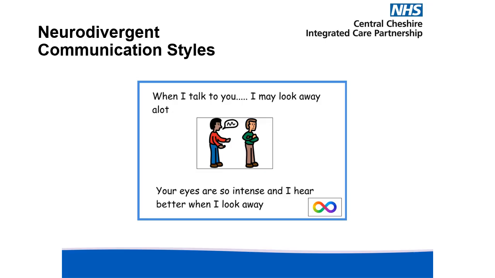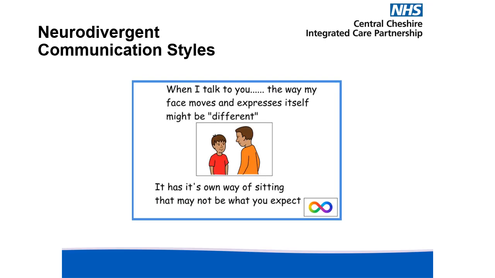When I talk to you, I may look away a lot. This is because your eyes are quite intense and I hear better when I look away. When I talk to you, the way my face moves and expresses itself might be different. This is because it has its own way of sitting that may not be what you expect.